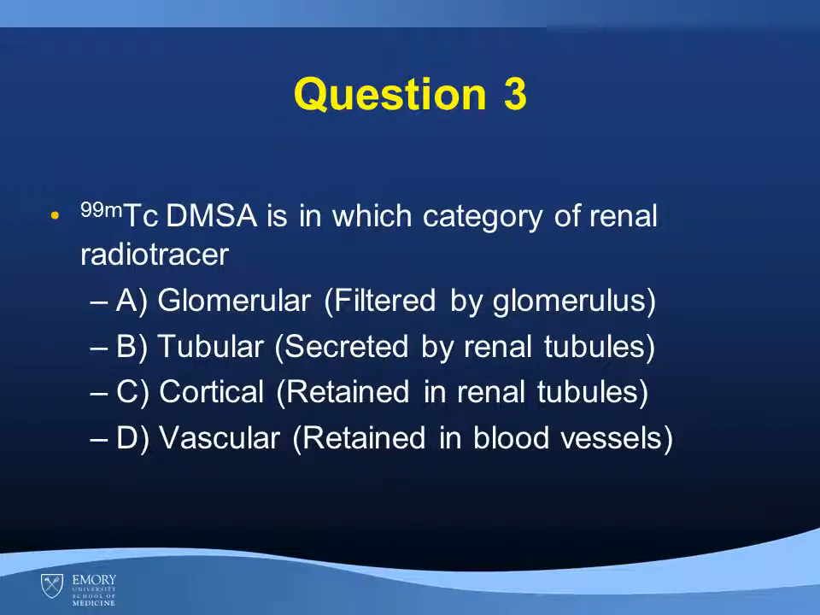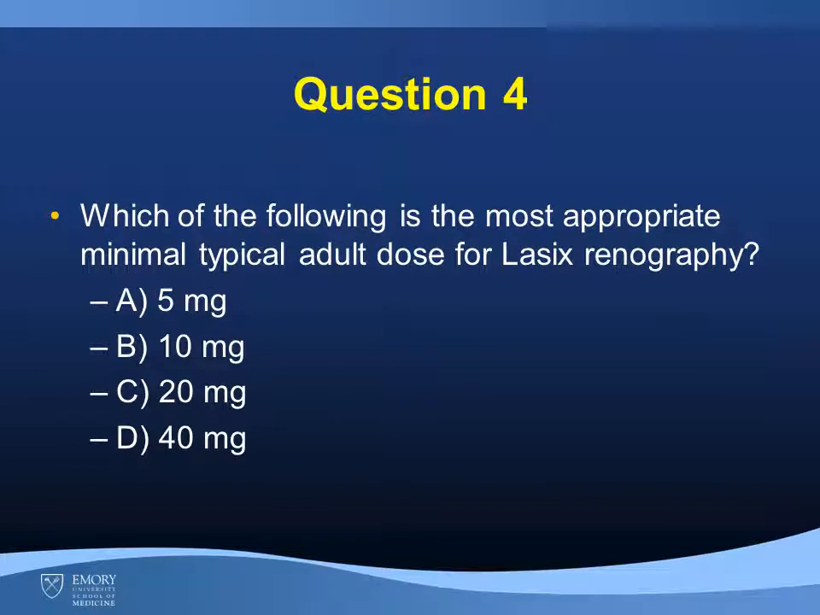Question 3. DMSA is in which category of renal radiotracer? Glomerular, tubular, cortical, or vascular? And the answer is cortical. Question 4. Which of the following is the most appropriate minimal typical adult dose for Lasix renography in a typical adult? 5, 10, 20, or 40 milligrams? And the answer is 40 milligrams.